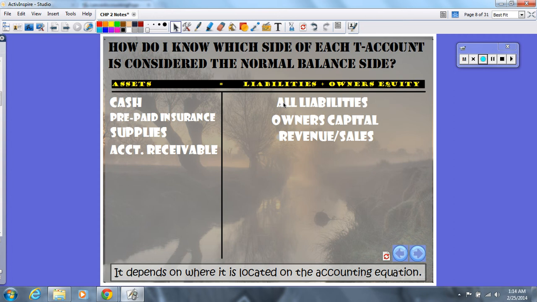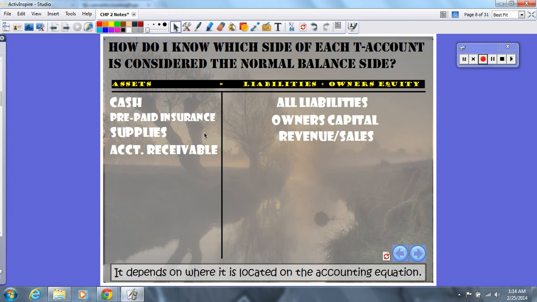Now on the right-hand side of the accounting equation, we have liabilities, owner's capital when an owner invests in the company, and revenue and sales. Okay, so these are located on the right-hand side of the accounting equation, the right-hand side of this line. So that means that when these increase, the normal balance side will be the credit side, or the right-hand side. And then the opposite side of that will be the side that decreases.